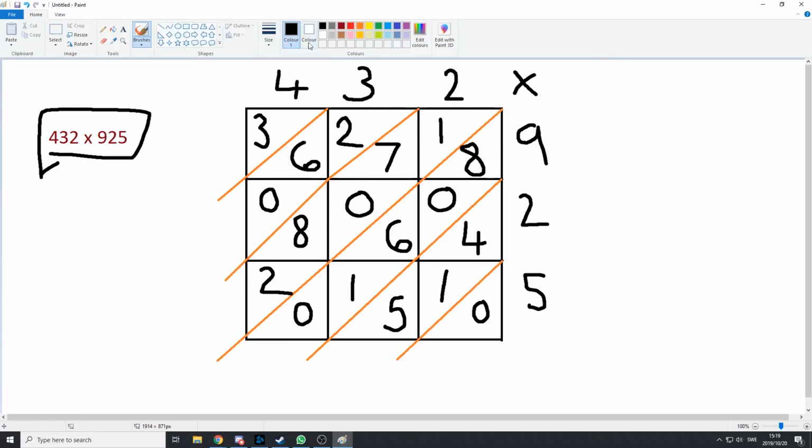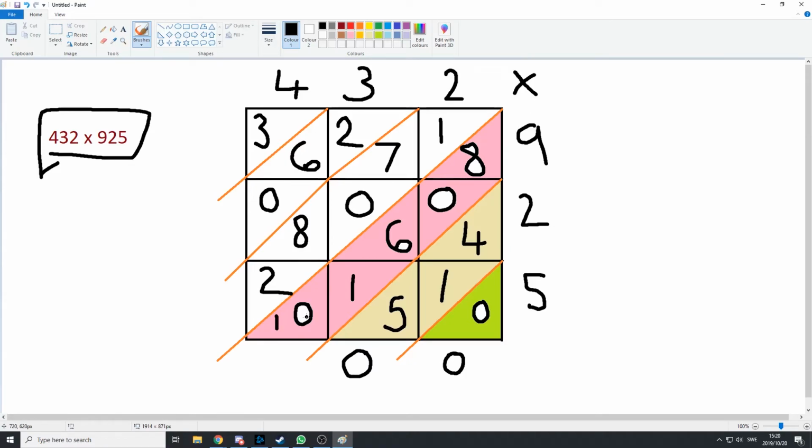Now, from here, I'm going to add together, going kind of diagonal by diagonal. So I'll start with this diagonal, and then I'll move on to this diagonal, and then I'll move on to this diagonal, and so on. So let's look at this one first. If I am adding everything in this diagonal, it's 0 plus nothing. So this is just going to give me 0. 5 plus 1 is 6, plus 4 is 10. So I write the 0 here, and the 1 from my 10 is going to go into the next diagonal.